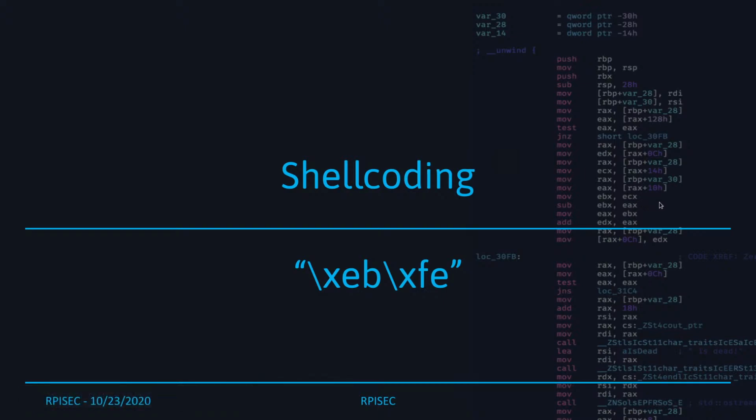Today we're going to be talking about shellcoding, which is a really interesting way of injecting your own code into a running process so that you can make it do things that you wouldn't be able to do with a more traditional, basic stack smashing attack like we talked about last week.